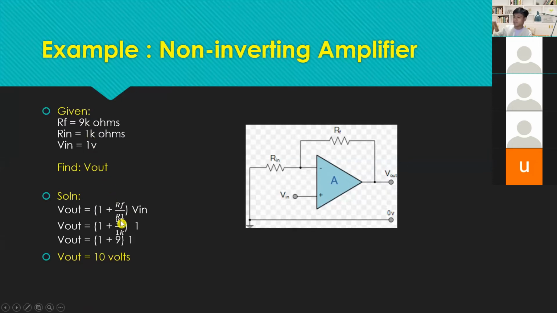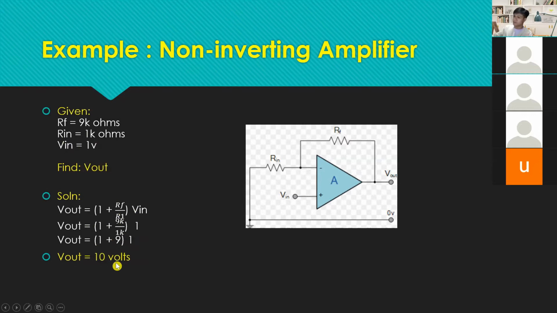Okay, so RF is 9K, and then divided by 1K, which is our Rin, times V in, which is 1. If you're going to simplify this, then 9K divided by 1K is 9. Simply cancel the K. So 1 plus 9 is equal to 10, and then 10 times 1 is 10. So as you can see right here, from 1 volt, it became 10 volts.